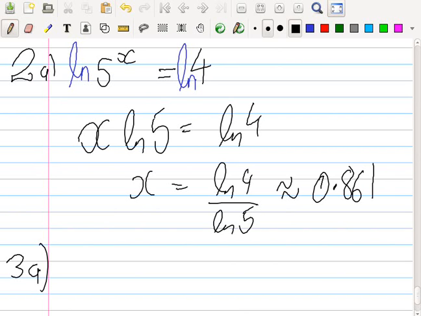When we mean natural log, it means that there is base 10. Not base 10. What's natural log? Base e. Okay, 3a now.